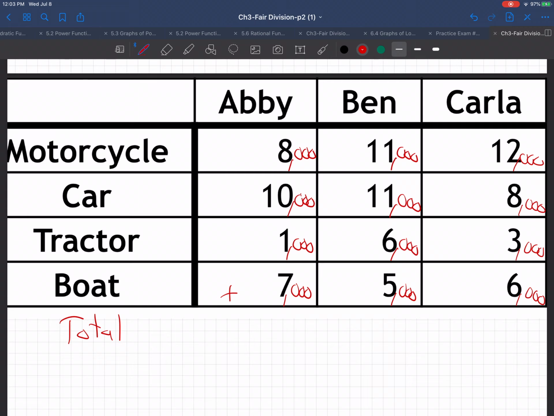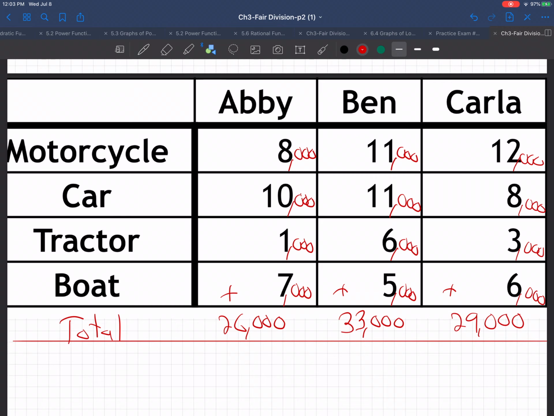Total, let's add them up. What's that going to be? $26,000. So it's $22,000, $28,000, $20,000, $33,000, $1,000. And what's the total of all Carla's bids? $29,000. So there's the total of their bids.